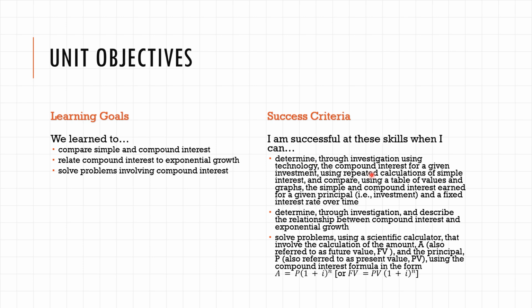If you figured out that compound interest is found by repeatedly calculating simple interest, if you compared simple and compound interest over time, if you determined what is the relationship between compound interest and exponential growth, can you describe what that relationship is? Can you solve problems using a scientific calculator that involve calculating the future value and the present value using the formula that you were given?